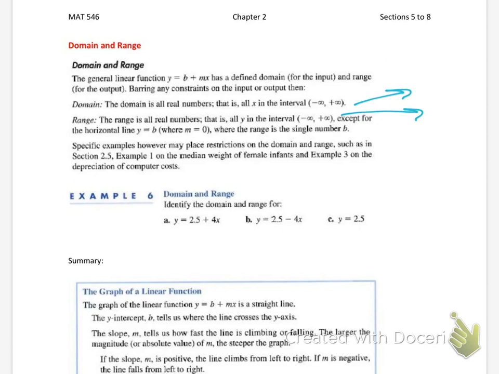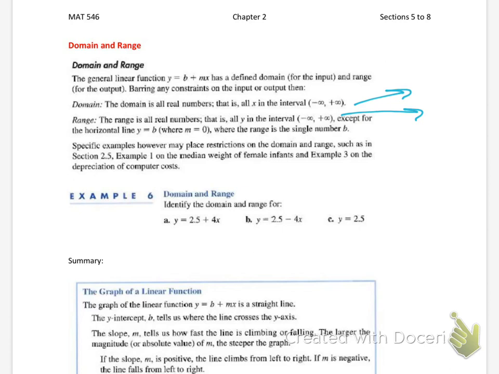Okay, specific examples, however, may place restrictions on the domain and range, such as in section 2.5. So we're getting there when they start restricting our lines. So let's see. Example 1 on the median weight of female infants. Example 3 on the depreciation of computer costs. What they're saying is sometimes even if you have a line, you may not be able to include every value because of the nature of the data that you're looking at.